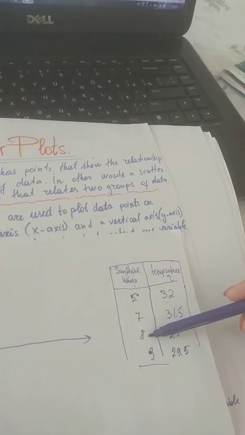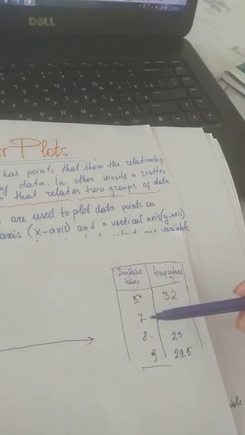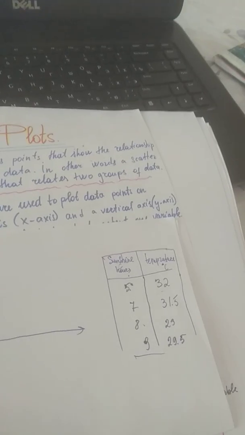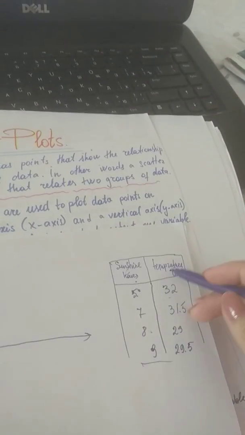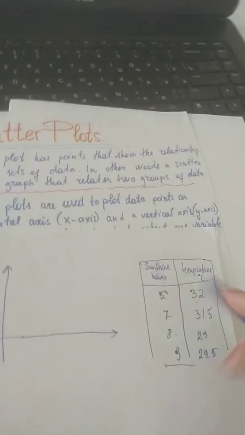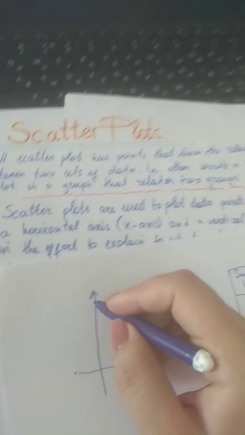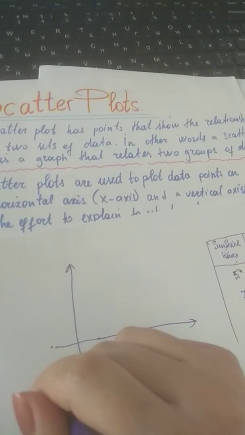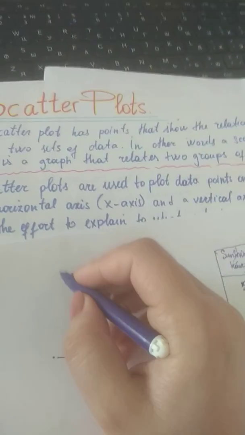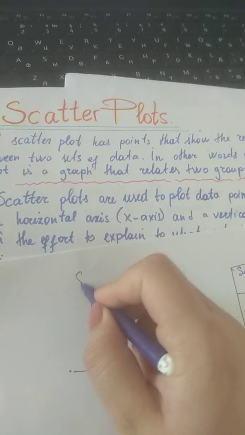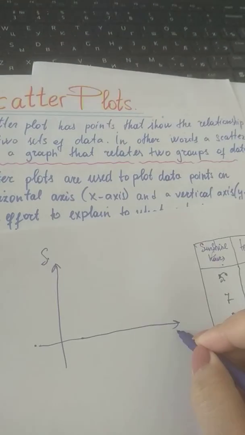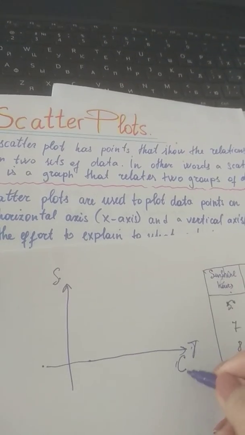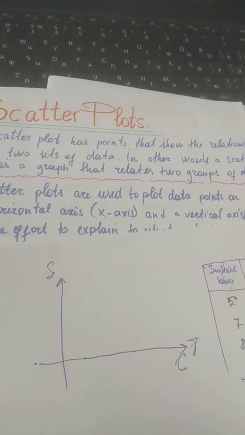But for example, here we have 8 hours, and then the temperature can be 29. So temperature is dependent and sunshine is independent. So the dependent one goes on the y-axis, the vertical axis, and sunshine on the x-axis. Then label them, the temperature in Celsius, or you can take T or S, whatever you want.